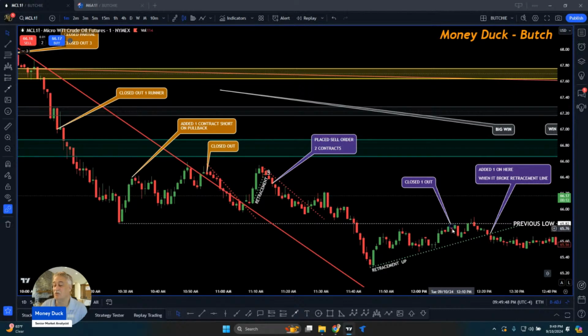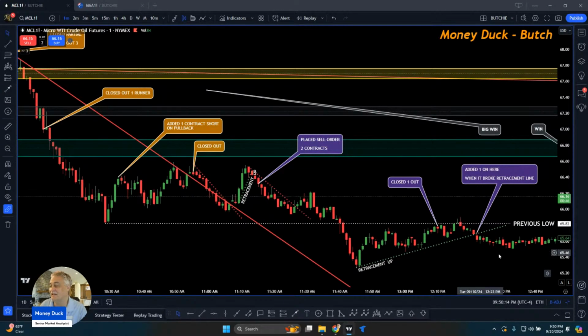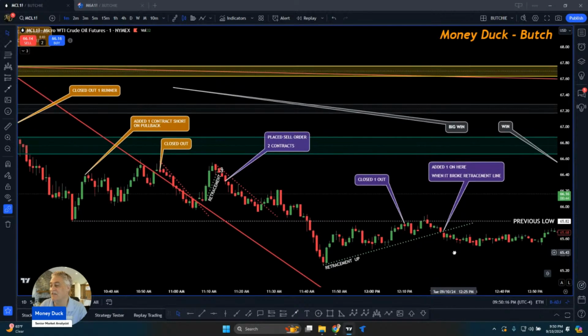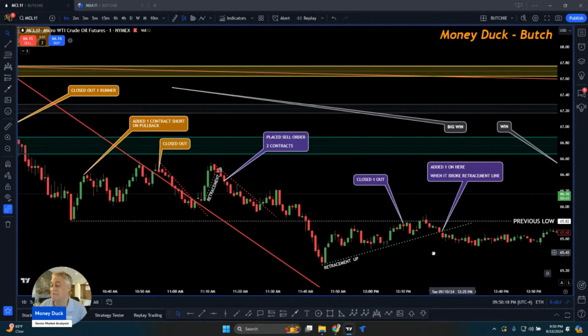I closed one there. I don't know what you want to call it, panic mode or whatever, but it was making higher highs and lows there. I thought, well, let's close one. And then I realized over here when it broke, I'm adding one back in. It is what it is. I still made money on the one I closed because I got in up here, just not as much. I had to get back in. So that was kind of an all right moment. And then now we still have 2 on.